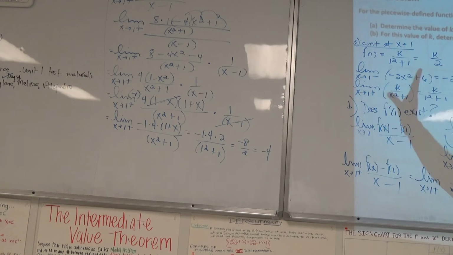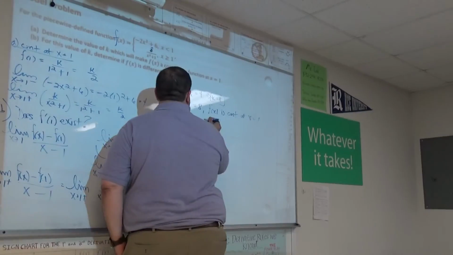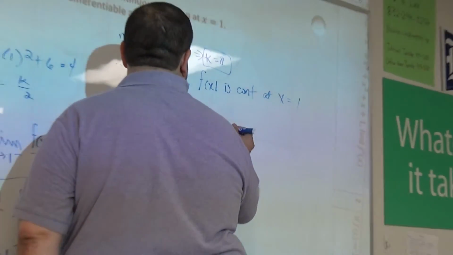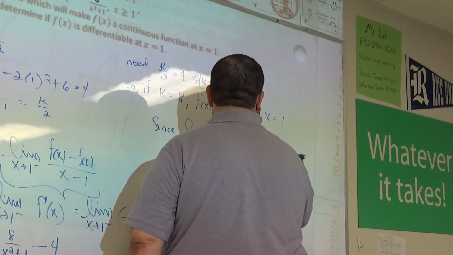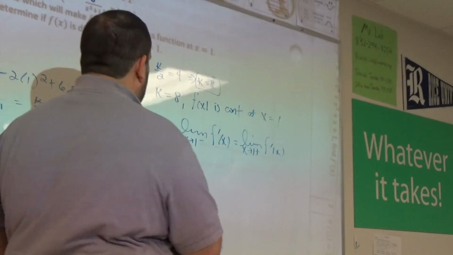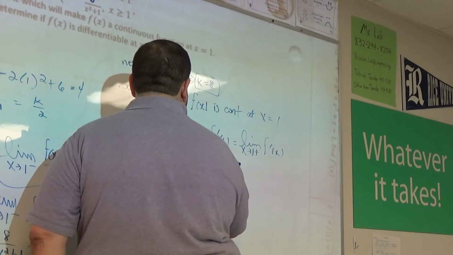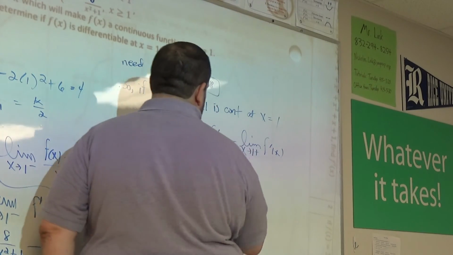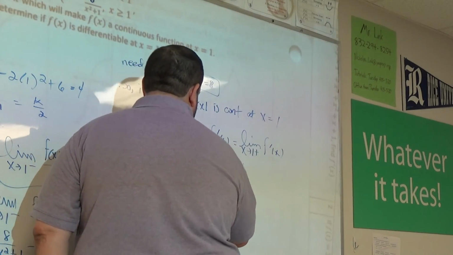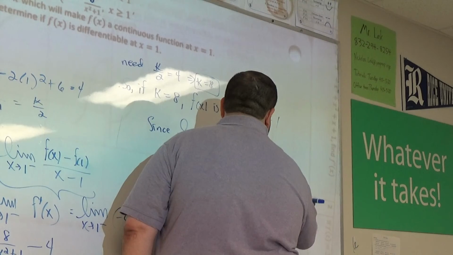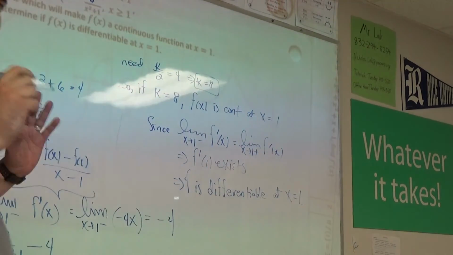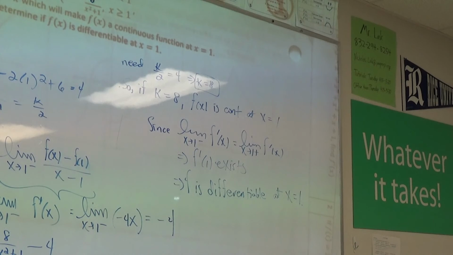I realized that was like 2 whole boards worth of work for that little conclusion, but let's write that up and make sure it's really clear. So for the end of part B, I'd want to see something like this. Since the limit as x approaches 1 from the left of f prime of x equals the limit as x approaches 1 from the right of f prime of x, what this means is that f prime of 1 exists. Said another way, this means f is differentiable at x equals 1. That's the conclusion. That's the end of the story.